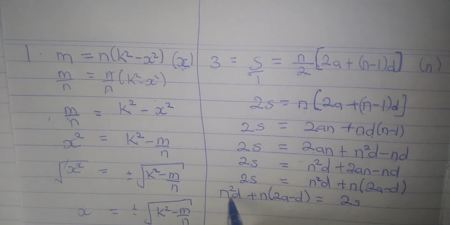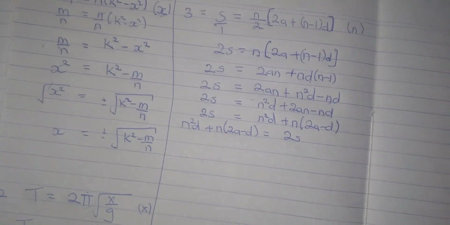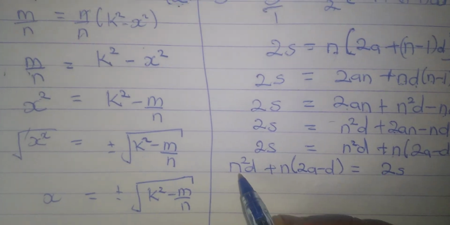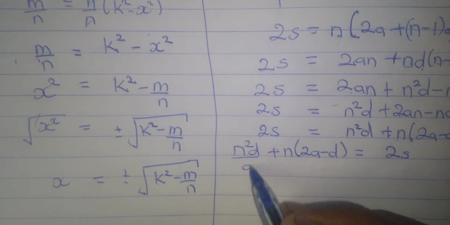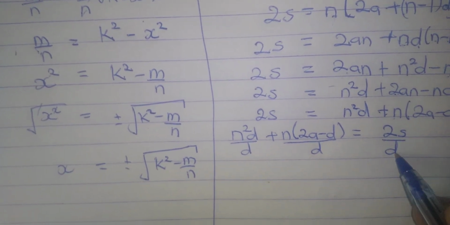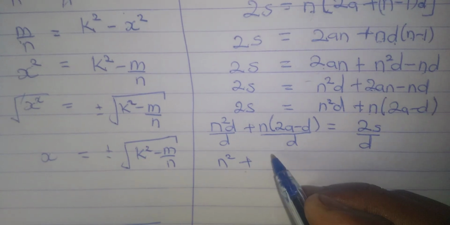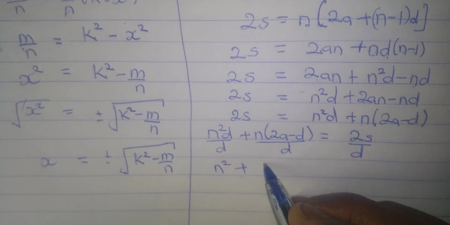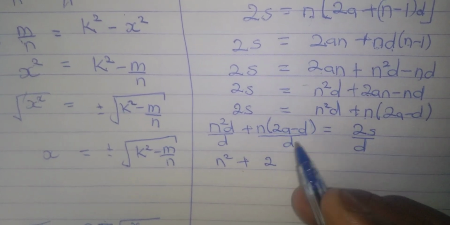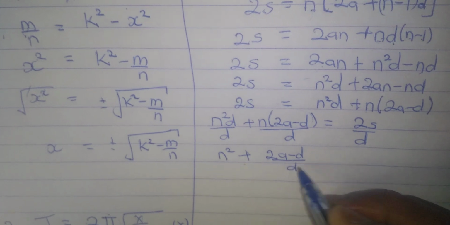So I'll make sure that the coefficient on n squared is 1. How? I divide throughout by that d. So dividing throughout by the d, I'll end up with my n squared plus, okay, let me begin with the coefficient, which is the whole of this, 2a minus d over d.